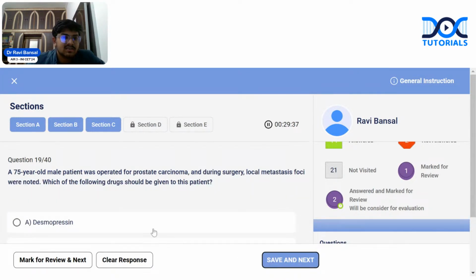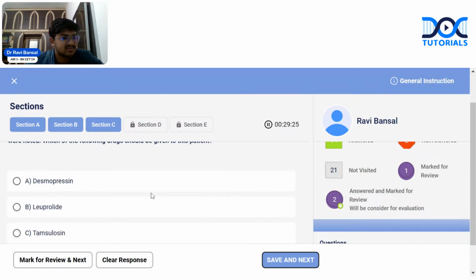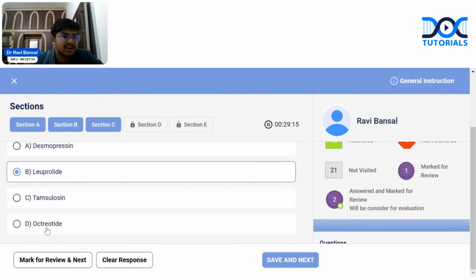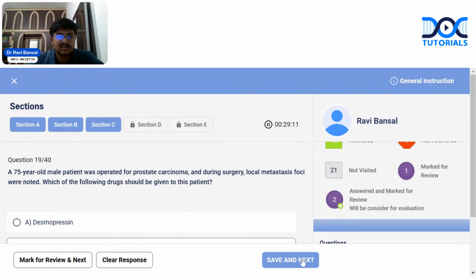Which of the following drugs should be given to the patient? A 75-year-old male patient was operated for prostate cancer. During surgery, local mets foci were noted. Which of the following drugs should be given? So in metastatic prostate cancer, desmopressin you will not use. Leuprolide you use, it is a GnRH agonist, you give it continuously in prostate cancer. Tamsulosin is given in BPH. Octreotide has no link with prostate cancer. So leuprolide is given in metastatic prostate cancer.